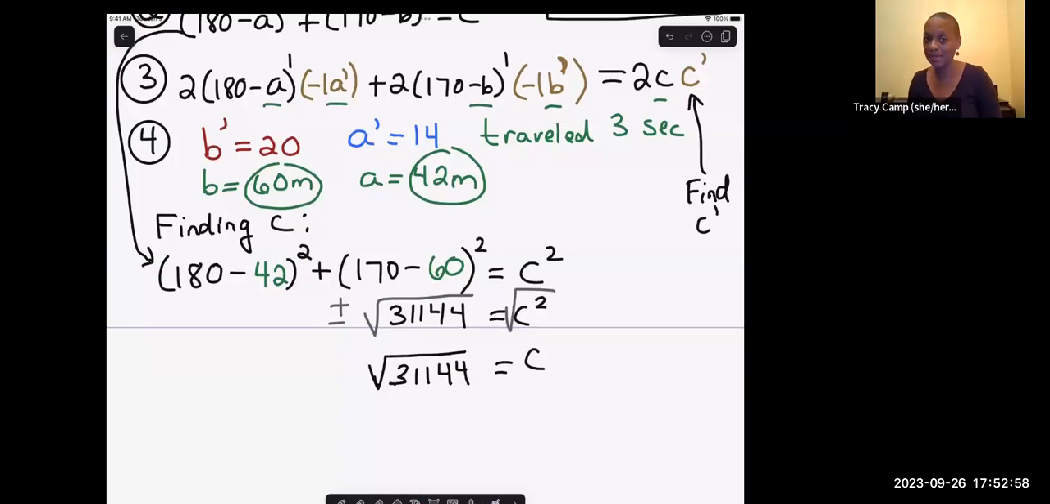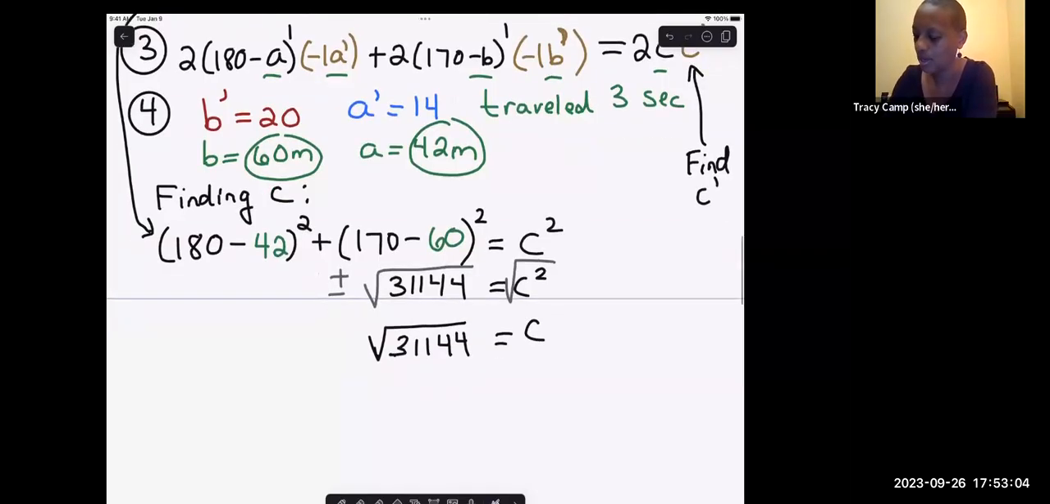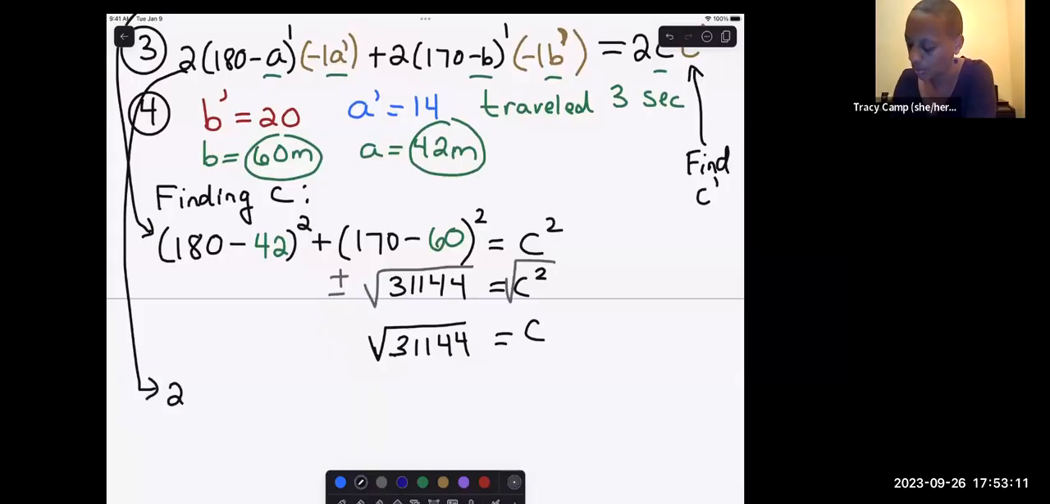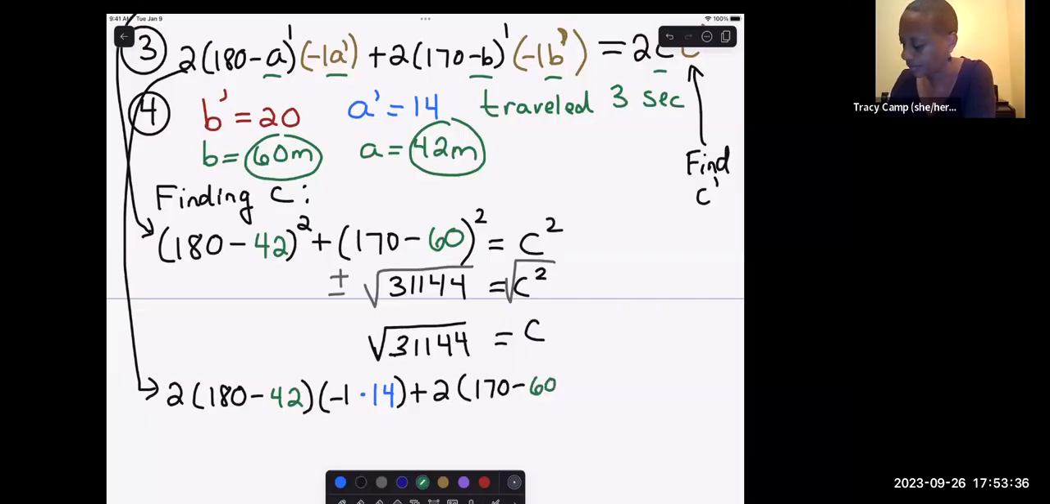Okay, so I have my C now. So now I can plug everything that I have into the third equation here. So this will be 2 times 180 minus my A, which was 42, and then times -1 times my A prime, which was 14. And then plus 2 times 170 minus my B, which was 60, times -1 times my B prime, which was 20.